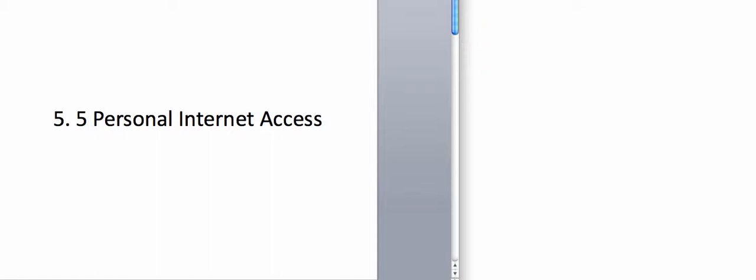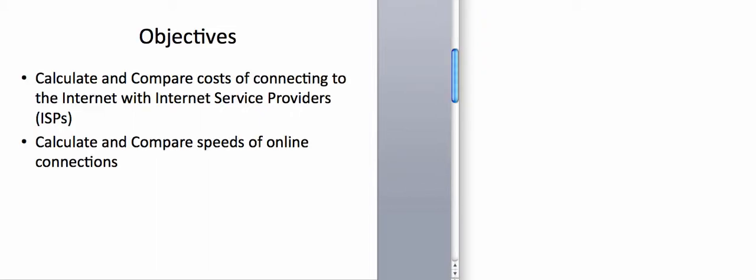Section 5 deals with an idea of personal internet access. Here are the objectives for us. We're going to do some comparing of costs of connecting to the internet, and then compare and calculate some speeds of downloading things and connections and so forth.